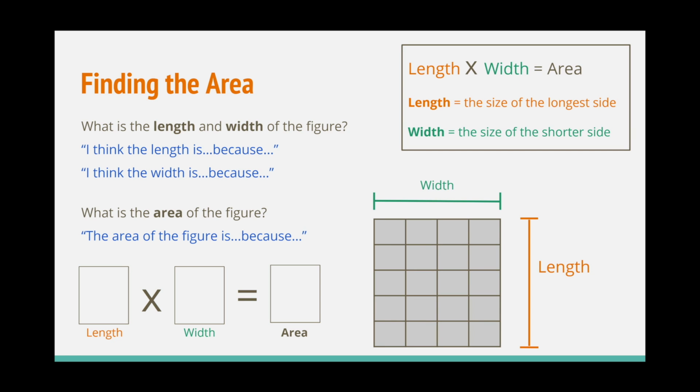Let's do another one. So we're finding the length, we're finding the width, and then we're multiplying. Let's count the length of this figure. 1, 2, 3, 4, 5. So the length is 5 units. Now let's count the squares along the width. There's 1, 2, 3, 4. So the width is 4 units. Now we multiply, and I can count by 5s to help me. 5, 10, 15, 20. So the area is 20 square units.